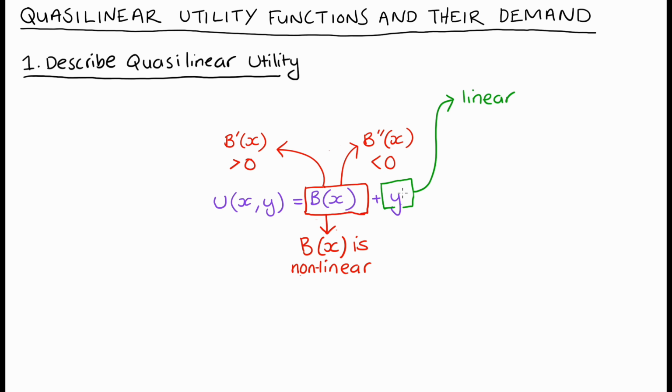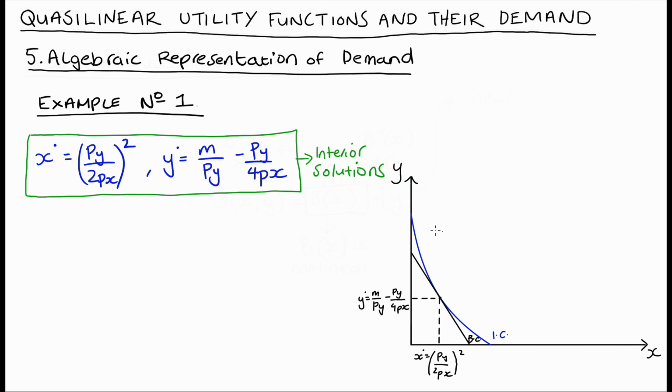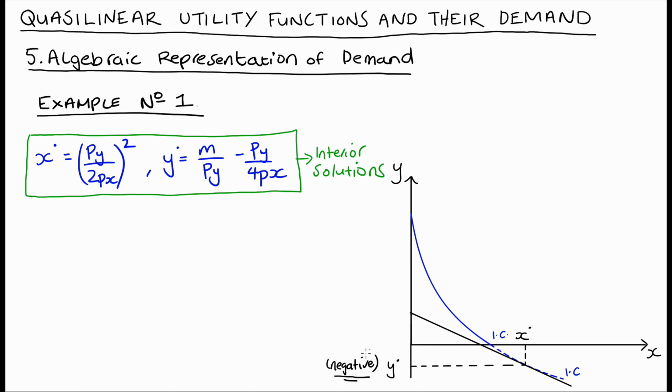All right, let's get to our algebraic representation of demand. This is the last thing. I've written here our interior solutions for example number 1. We've seen them before. We found those in part 1. Remember, for example 1, we're not going to get a solution where x is equal to 0, so no corner solution on the y-axis. But if our budget constraint looked like this, it does imply that the budget constraint will hit our indifference curve where that tangency value of y will be negative.